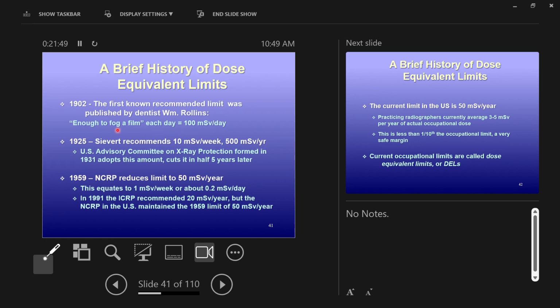Enough to fog a film in a day is about 100 millisieverts per day. Keep that in mind. This is the first recommended safety limit, 100 millisieverts per day. Okay. 1925, Sievert, the person Sievert, recommends 10 millisieverts per week, 500 millisieverts per year.